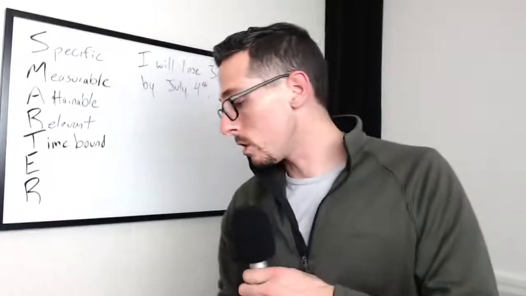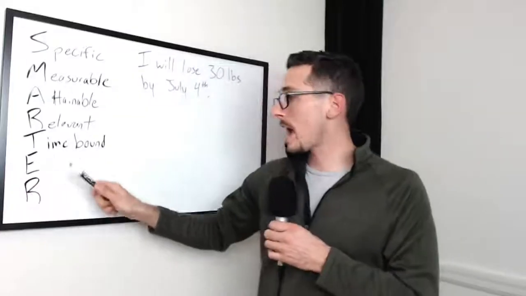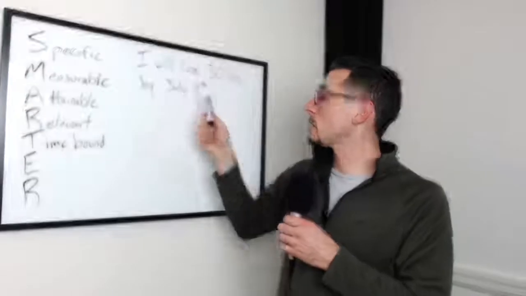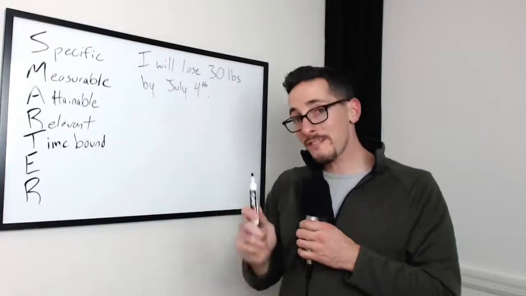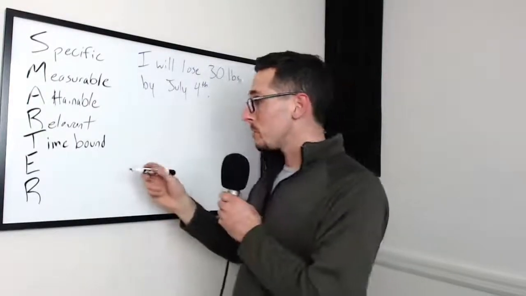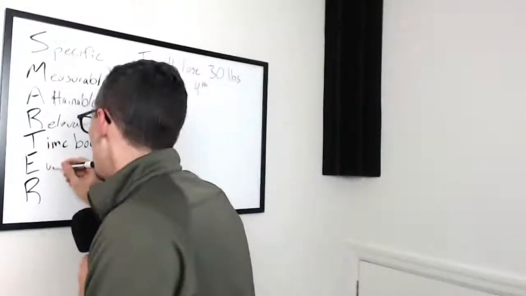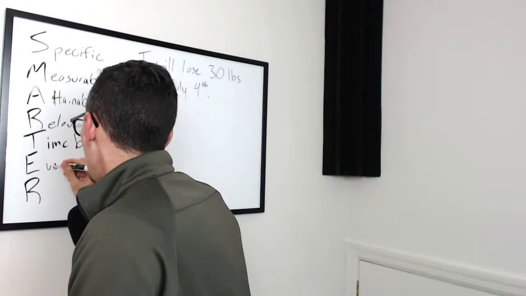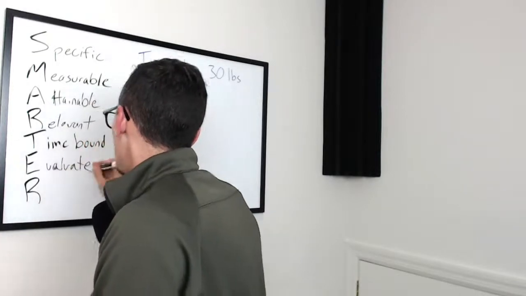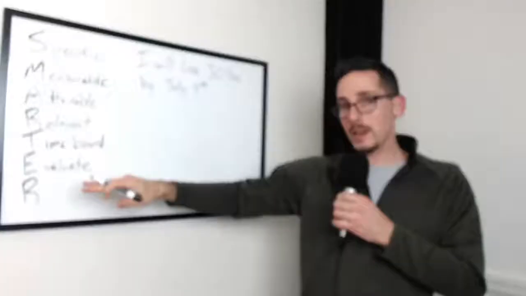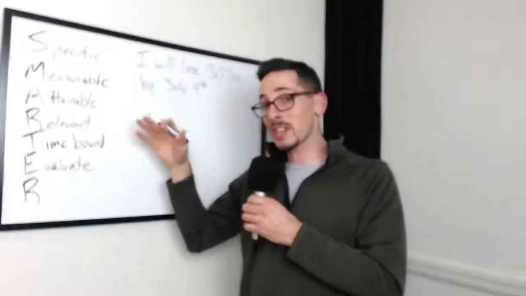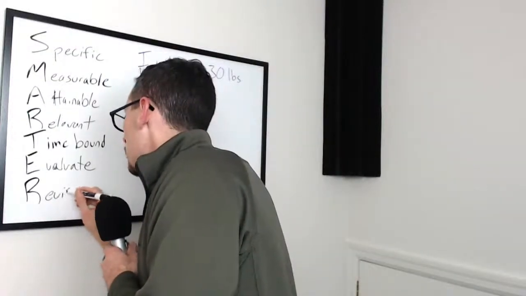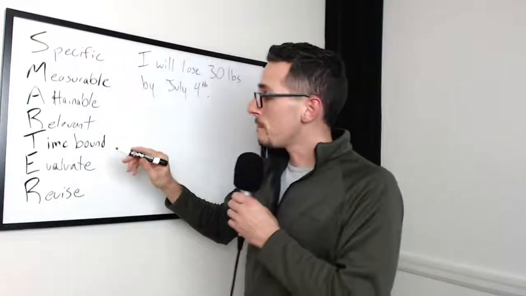Here's what's kind of cool is that these last 2, the E and the R, come at the end of July 4th. So on July 5th, what you're going to do is, I can't spell, evaluate. See if you actually did it, right? Hop on the scale and then revise. So you're going to evaluate and revise.